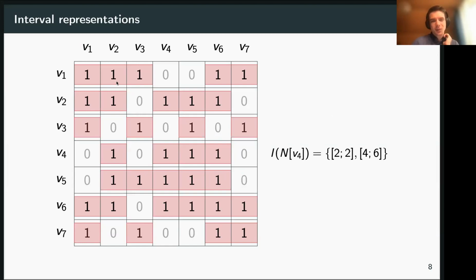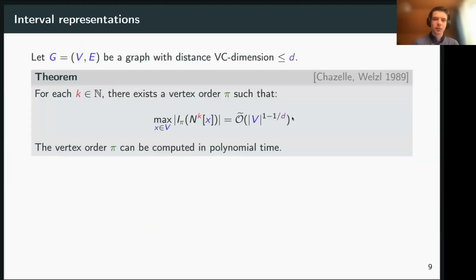For example, if we take a random graph, then the number of intervals will be linear for each vertex. And the question is, maybe we can permute vertices somehow to bring down the number of intervals in each row. So it turns out that this is exactly what VC dimension gives us. Namely, if the graph has VC dimension bounded by a constant d, then we can find a vertex order pi for each k, such that the maximal number of intervals that represent some k-ball is sublinear.